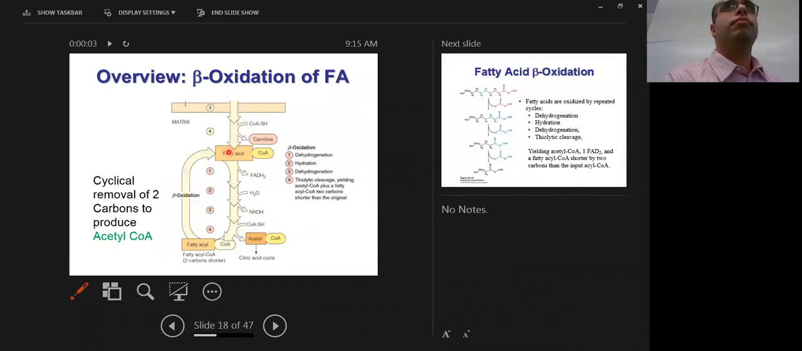Yes? So do we have to memorize all those steps? We will talk about all of those steps, yes. And this is the only oxidation pathway that you need to know any of the enzymes for. The other oxidation pathways, just the conditions, and we'll talk about that as we get to the other pathways.